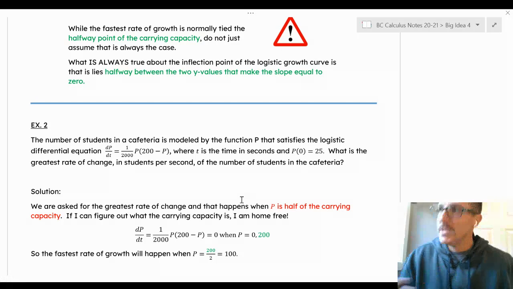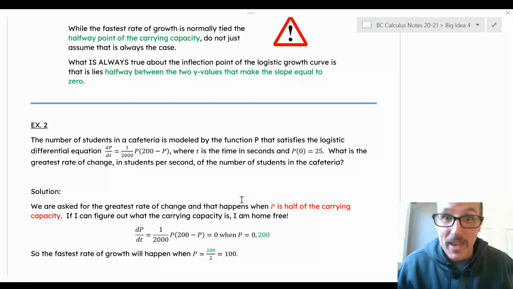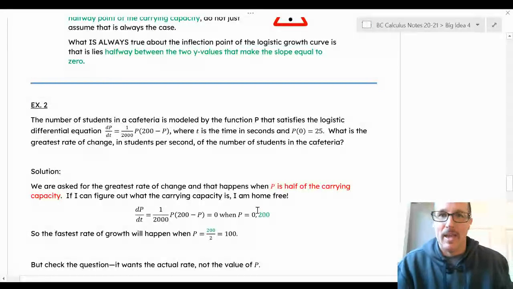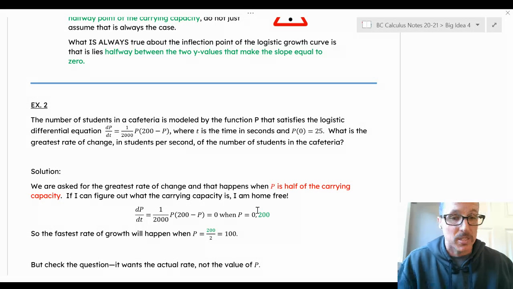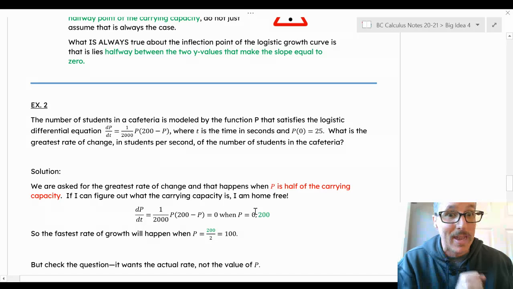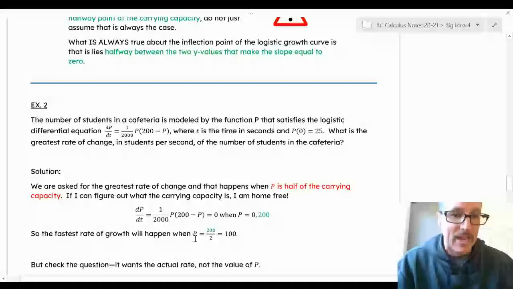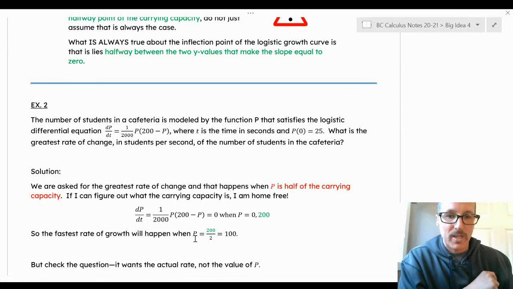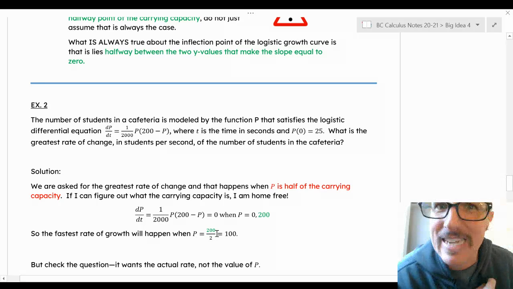Well, where is the greatest rate of change in a logistic curve? It's always at half of the carrying capacity. So if I know what the carrying capacity is, I am in like Flynn. The carrying capacity is when the differential equation is equal to 0. That's pretty obvious, it happens at 0 and 200. So 200 is the carrying capacity. The fastest rate of growth is going to happen at half of that. Half of 200 is 100. So that's my answer. Except it's not.